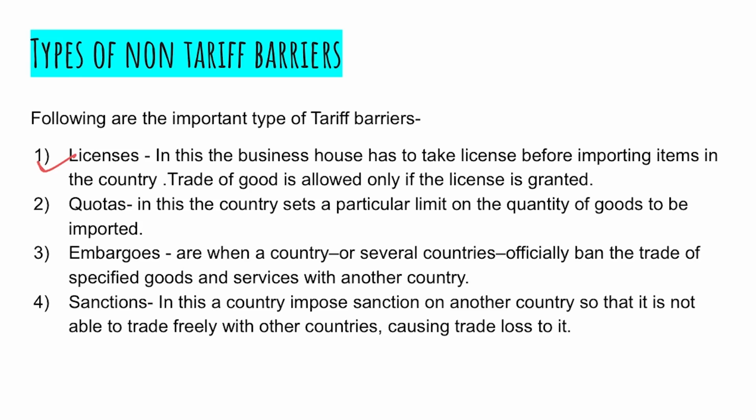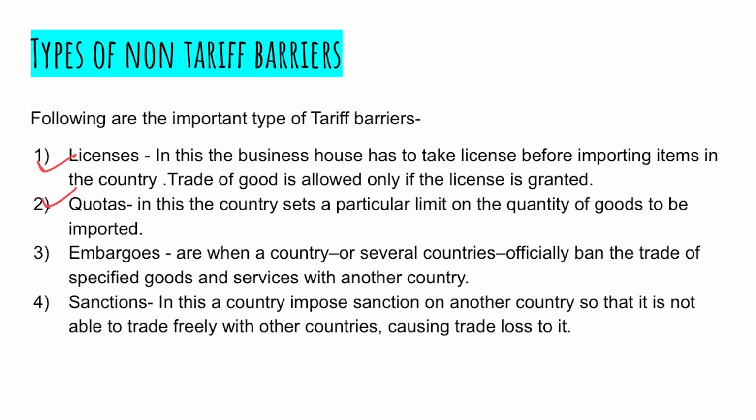Next is quotas. In this, the country sets a particular limit on the quantity of goods to be imported. If the government says that we will only import 50,000 tons of sugar or 50,000 tons of oil from so-and-so country, and the rest will be produced in the country itself, this is what a quota is all about: when you put a limitation on the quantity of a product to be imported. So this is quotas.